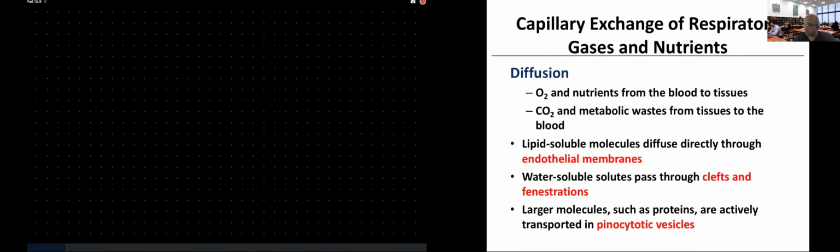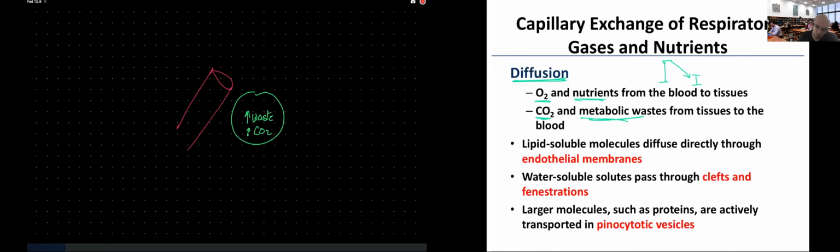All right, so we're looking here at the capillary exchange of the respiratory gases and nutrients. The first major way by which the gases and nutrients are going to be transported is by diffusion, and diffusion means I am allowing the solutes to pass from a high concentration gradient to a lower concentration gradient. The same will be true for the carbon dioxide and the metabolic waste, but this time the tissues are the ones that will have high waste and high carbon dioxide levels compared to the blood vessels, which will have lower waste and lower carbon dioxide levels, allowing the waste and carbon dioxide to diffuse from the cells to the vessels.